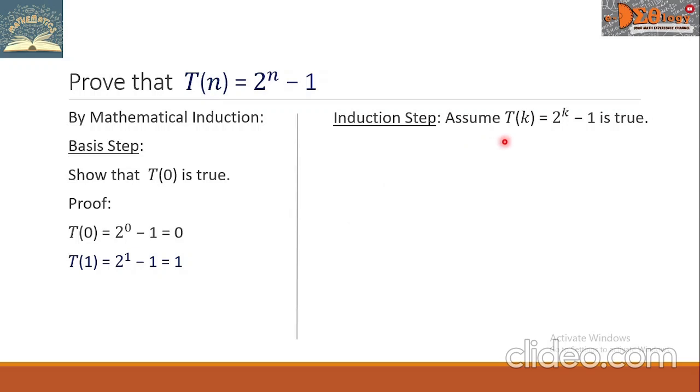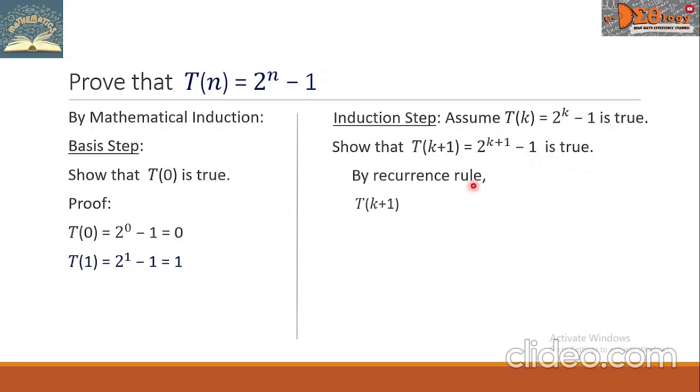We assume that T of k equals 2 raised to k, then minus 1 is true. Then show that T of k plus 1 equals 2 raised to k plus 1, then minus 1 is true. By the recurrence rule, it follows that T of k plus 1 equals 2 times T of k plus 1. This T of k, the value is here. We substitute the corresponding value.